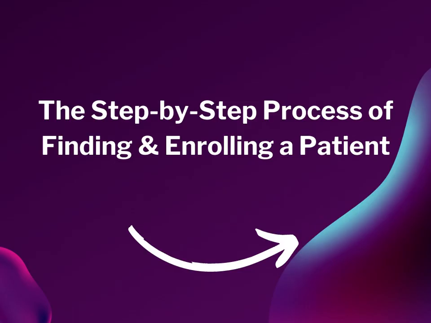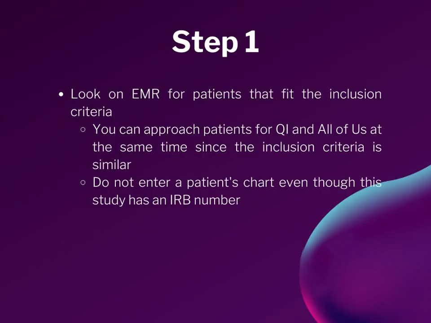So this study can be a little daunting at first because there are a lot of steps that you have to follow, but we'll go through each of those steps really thoroughly right now, and hopefully you'll feel confident when you actually get to approach a patient for this. So step one, look on EMR for patients that fit the inclusion criteria. So we just talked about the simple inclusion criteria. So you would be on EMR looking for patients that fit into that. And even though the study does have an IRB number, please don't enter the chart because there's really no need. All the information that you need can be found on the EMR front home screen.